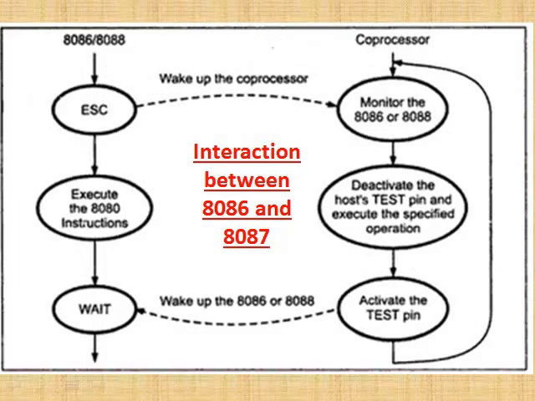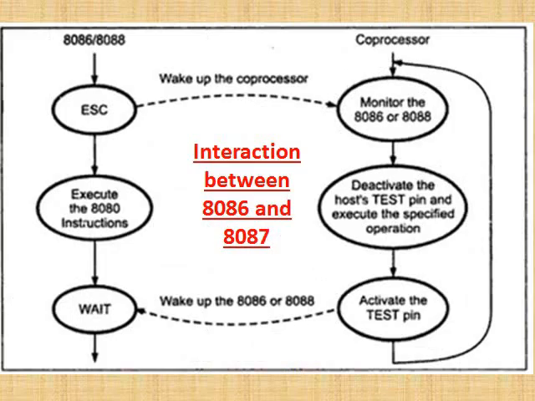Now the coprocessor takes the control of the system buses, starts executing its program, and afterwards it stores the result. Then again it sends a request signal to the main processor to give back the control of the system buses. After that, it activates the TEST pin to indicate that it has completed its operation. Now there is no need for the main processor to wait. Next, the main processor will go to the next instruction to continue its execution. This is how the interaction takes place between 8086 and 8087.